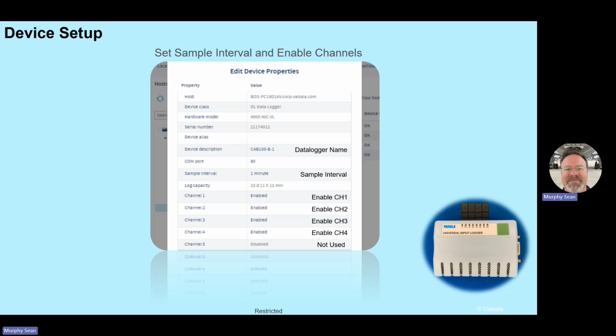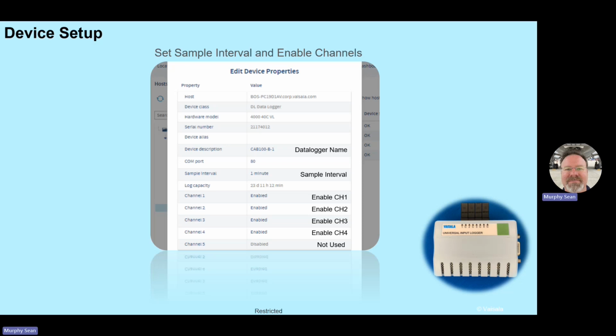So the first thing you're going to want to do is open up the data logger in Sites Manager under Hosts and Devices, and navigate down to open up the device. And you're going to want to edit the device properties. One is to give the data logger a name. This is so you can have a name for the device that shows up under the list of devices in viewLinc. The next one is the sample interval.